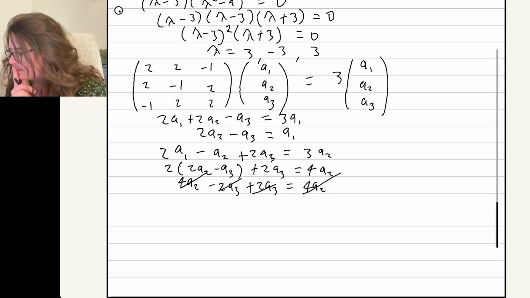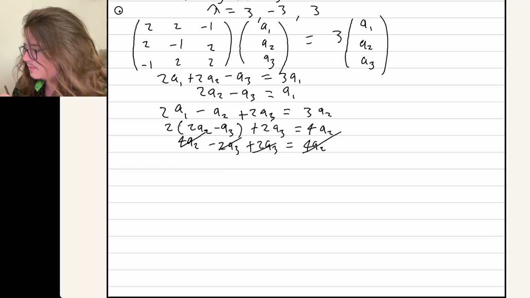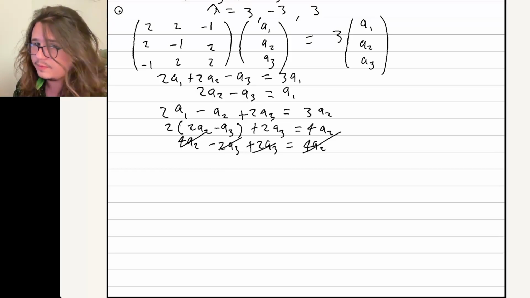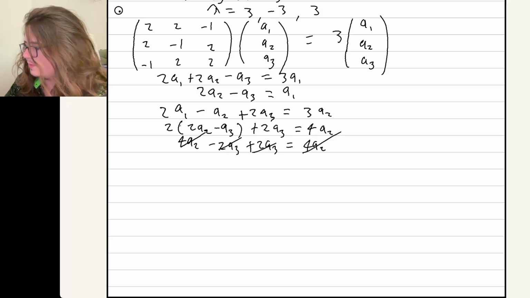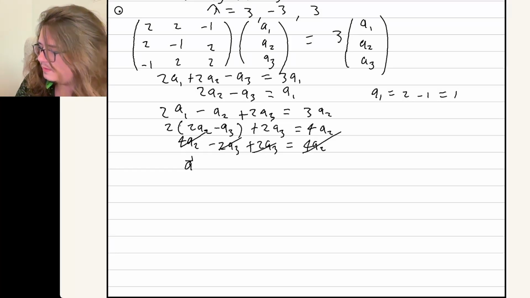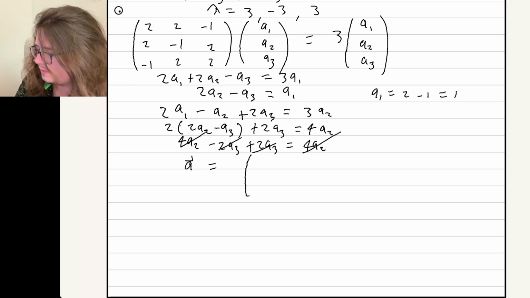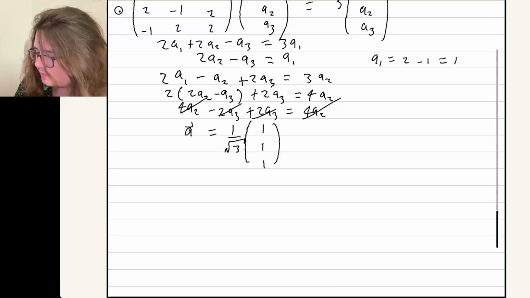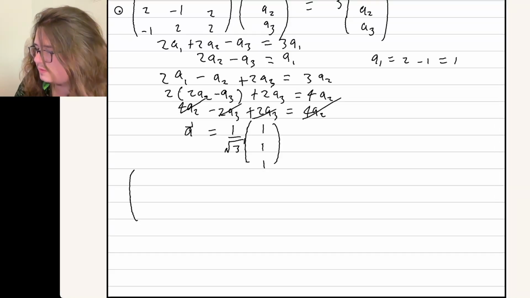So let's pick the simplest sort of choices that we can make. We'll pick that a2 and a3 are both just 1. And so then a1 will be 2 minus 1, so just 1 again. So a is 1, 1, 1, and then the normalization for it just ends up being 1 over root 3 if you care. And so that's A. Then we need to find the eigenvector B via the same process.